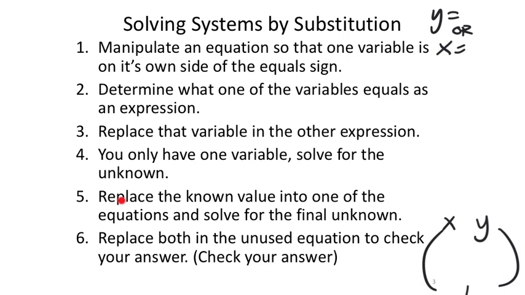Then you can go back to one of the two original equations, and replace the value that you found, the number that you found. You can replace those x's or y's with the value you have, and then solve for the remaining unknown, which could be either one of these. And then the last thing we do, just like we saw on the bell work, is to check the other equation that we didn't use to find the second value.